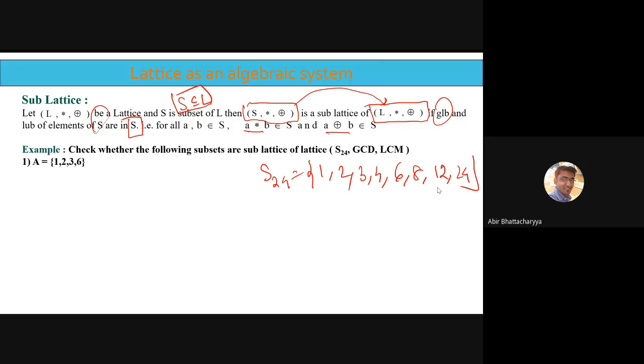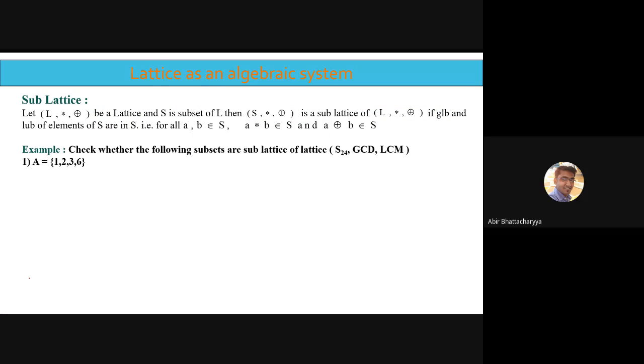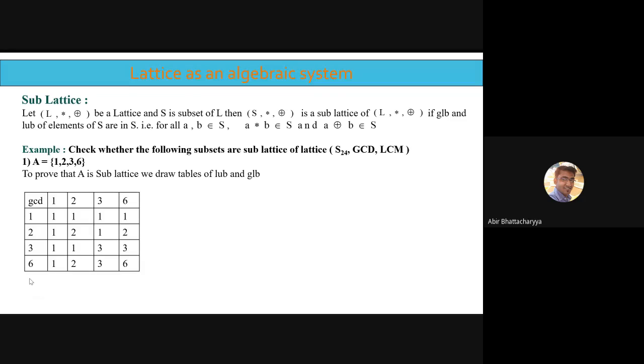So what we have to do is create two matrices. One is the GCD matrix, another one is the LCM matrix. To prove this is a sublattice, we have to draw the tables of LUB and GLB. So first the GLB table. GLB table means GCD table, because we know that GCD equals GLB here. How many elements are there in the subset? Four elements, 1 2 3 6. So write 1 2 3 6 over here.